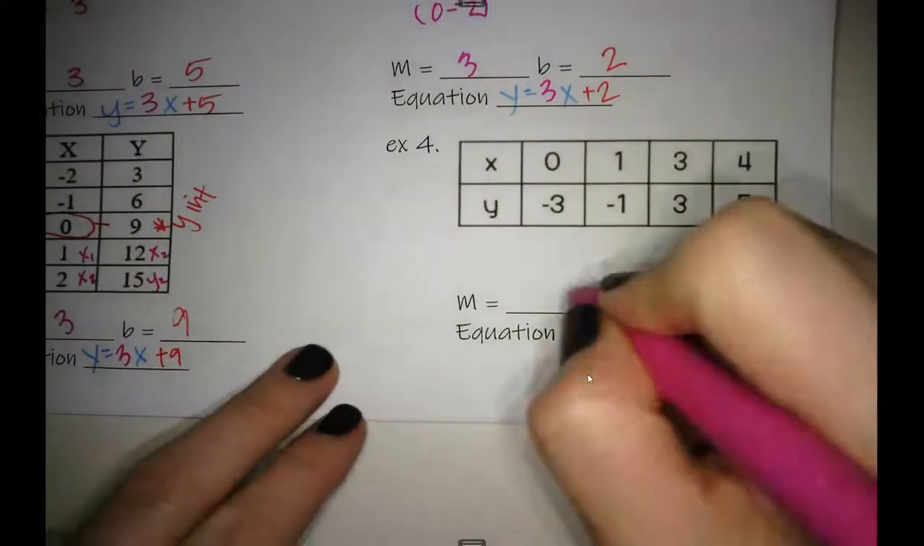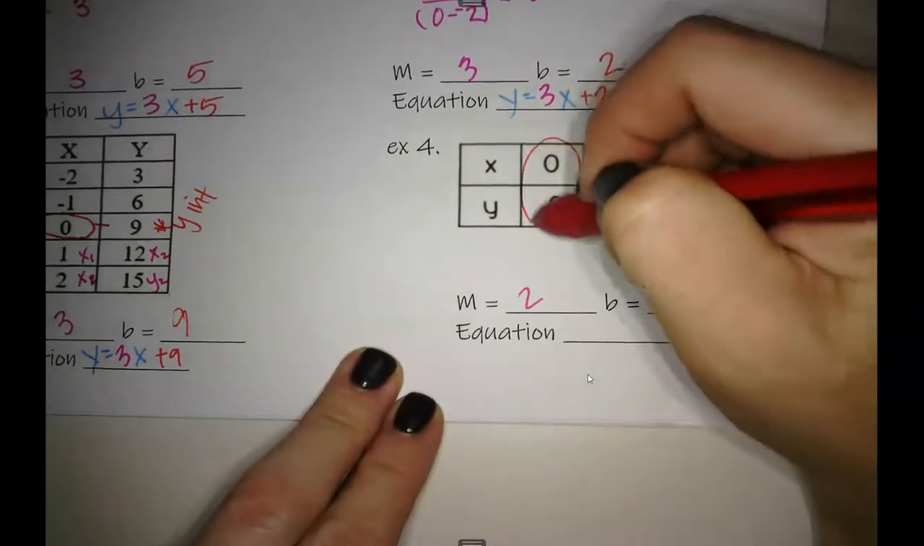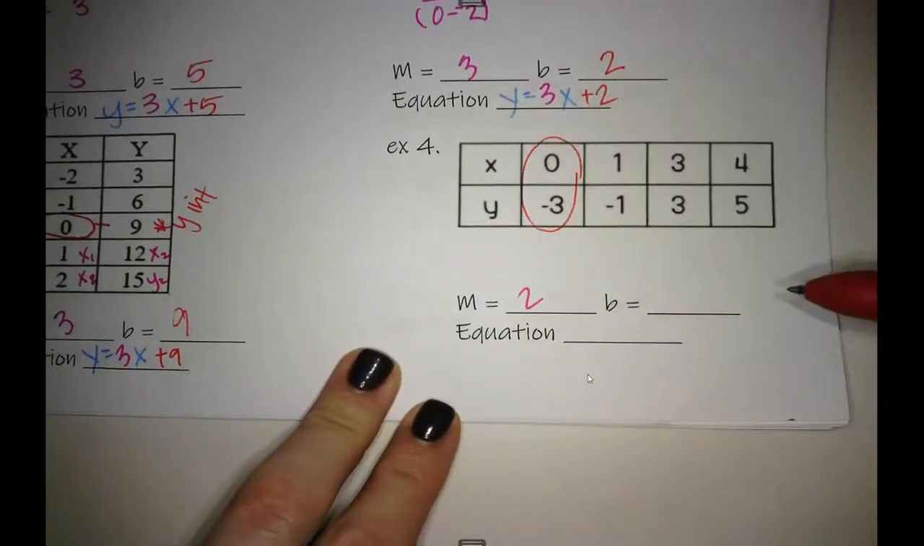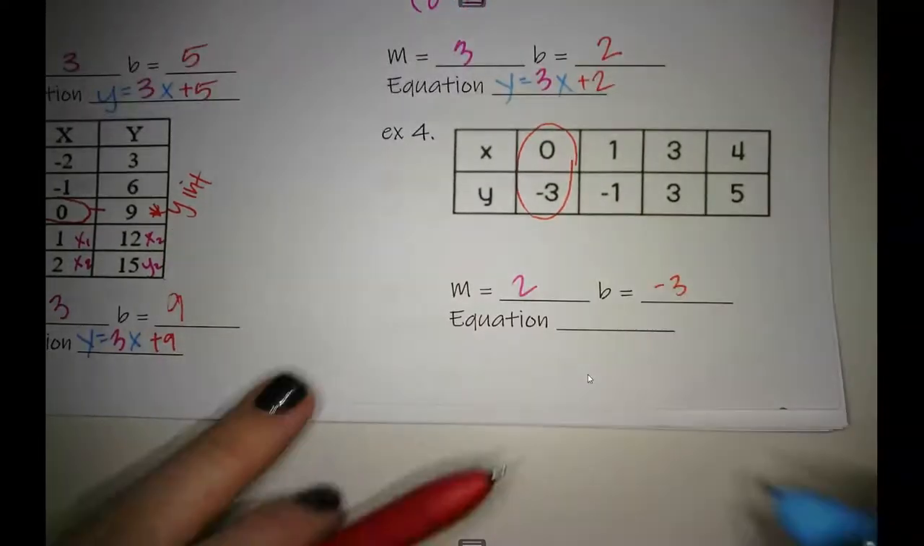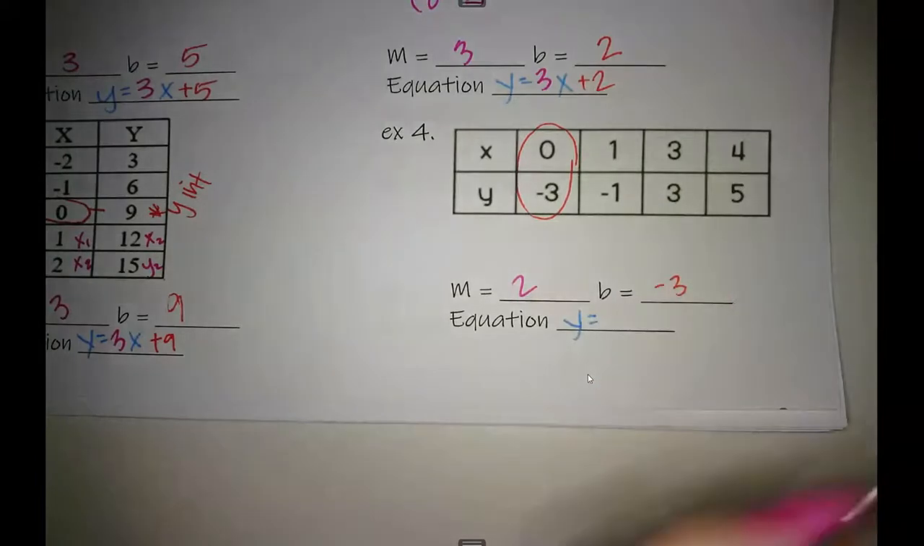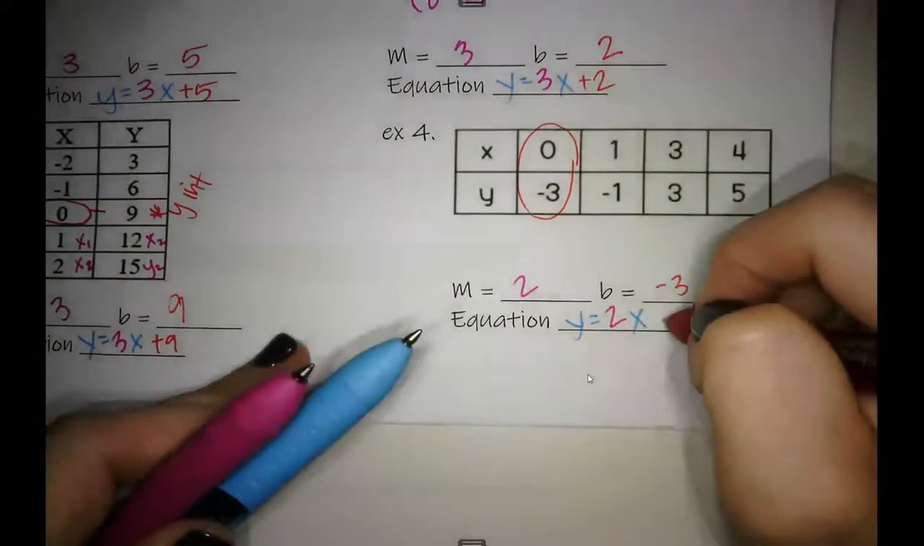Same thing over here. When I do the slope formula, m is going to equal 2. Here is my y-intercept. So b is -3. y equals 2x minus 3.